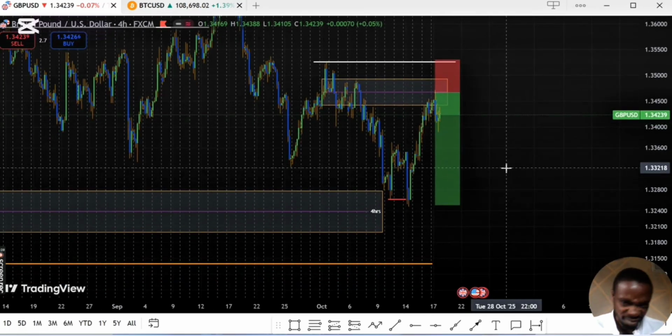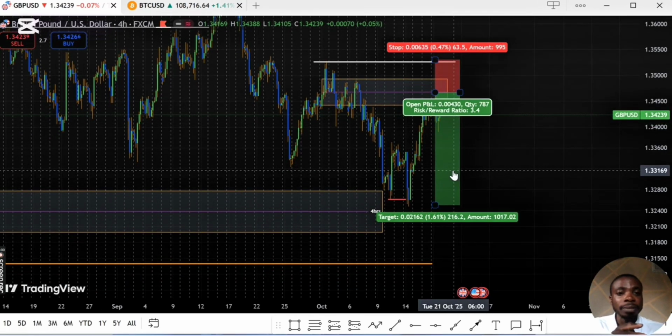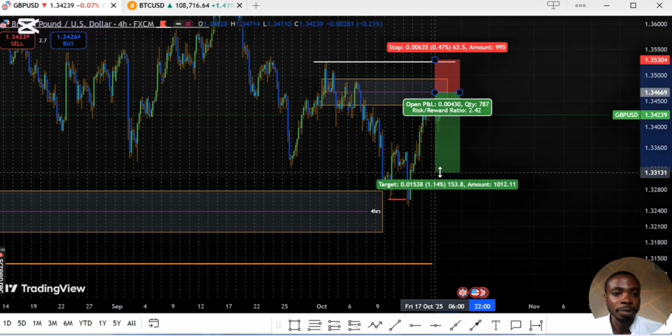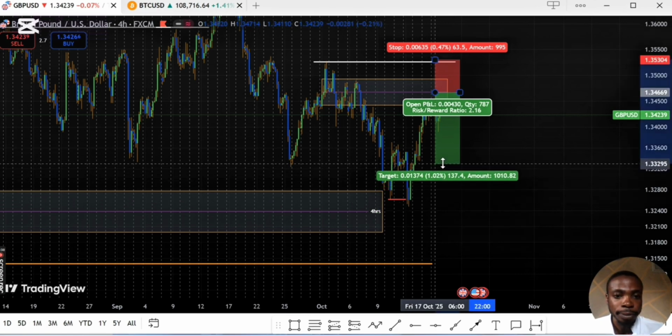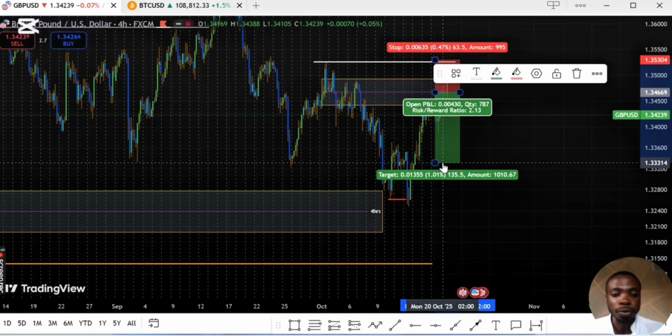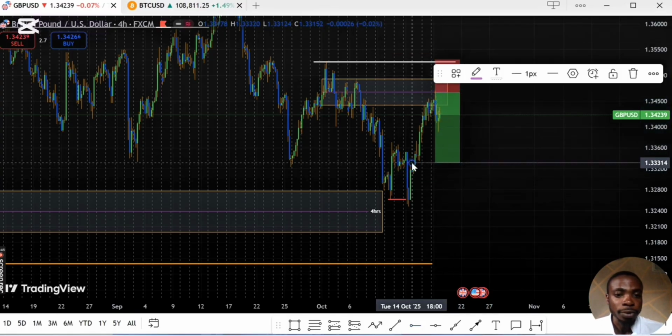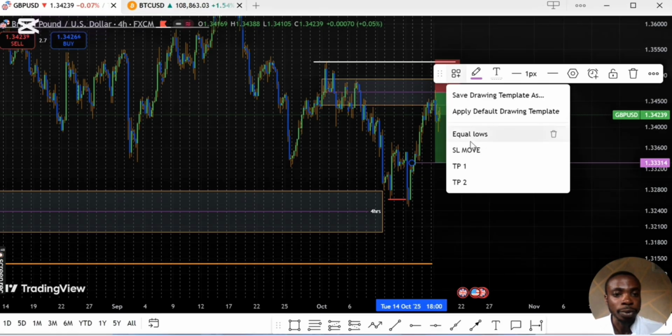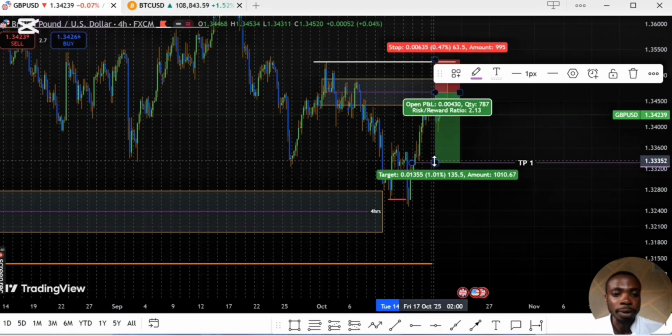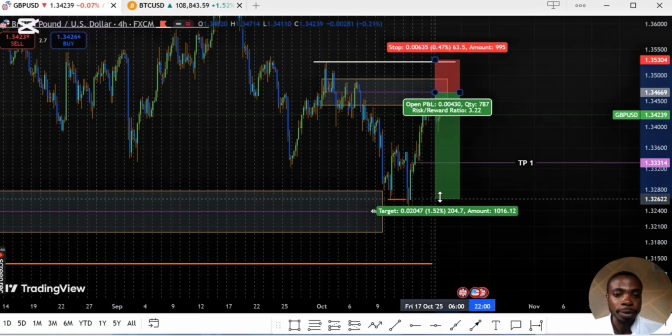With this one, my risk reward has increased, but my first TP will still be 2 to 1. My first TP will still be 2 to 1, which is here. That's how I come about that first TP. So this week we are now waiting for the market to take our first TP or take our stop loss.